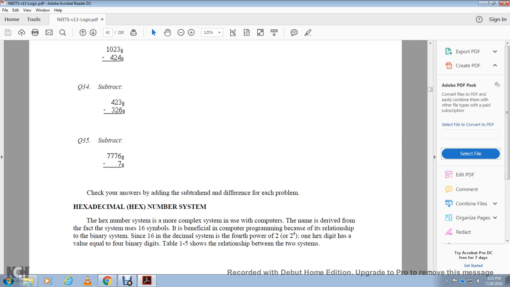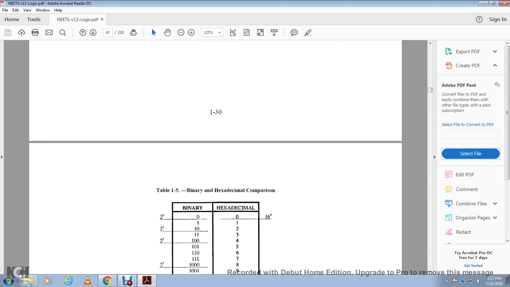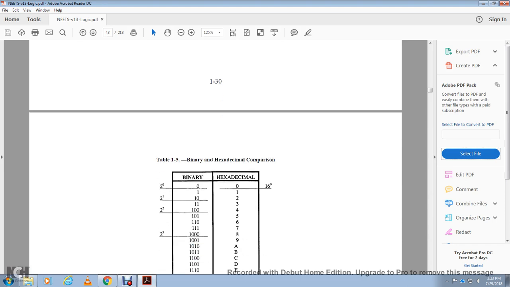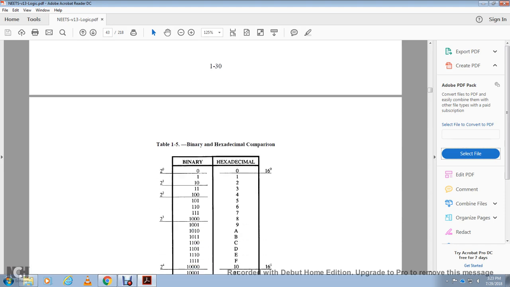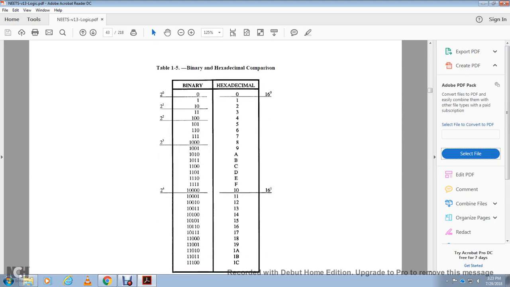Table 1-5 shows the relationship between the two systems. All right, so 2 to the 0th is 1, 2 to the first is 10, 2 to the second is 100 in binary, 2 to the third is 1,000 in binary, 2 to the fourth is 10,000 in binary. And then in your hex system, 16 to the 0th is 1, and 16 to the first is 10.